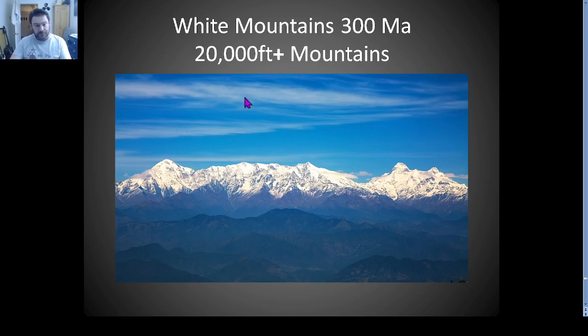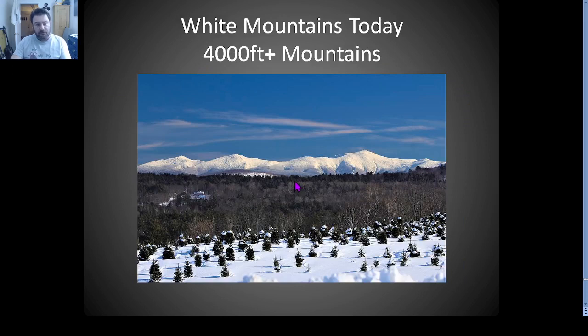And that's probably the point why I put this slide here, and I'm going to prove that to you. So White Mountains, we'll just roughly call them 20,000 feet here, about 300 million years ago. And then you have the White Mountains today at 4,000 feet. The White Mountains are actually six.